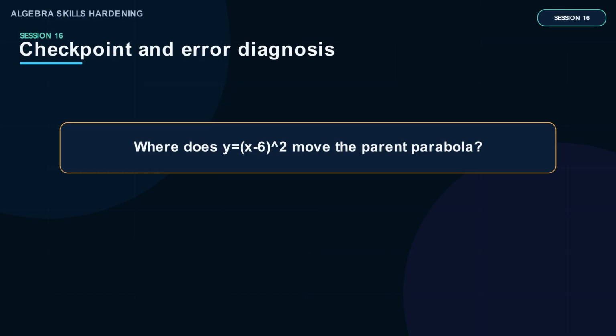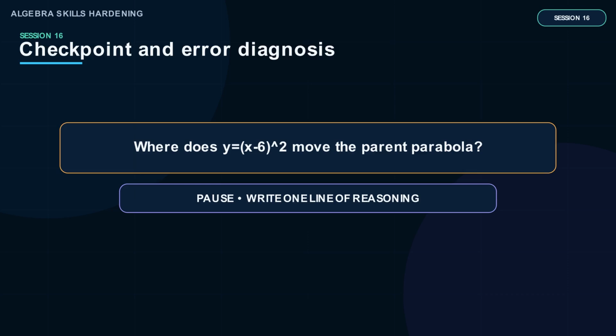Try this checkpoint without copying the example. Where does y equals (x minus 6) squared move the parent parabola? Decide which mathematical fact controls the answer. Write one line of reasoning before you commit. A visible decision is easier to inspect and correct.